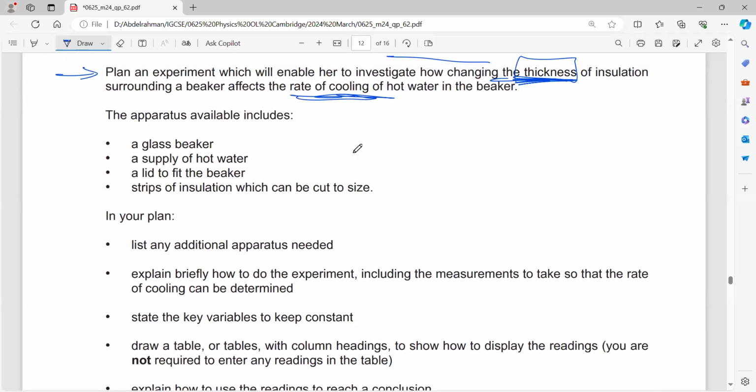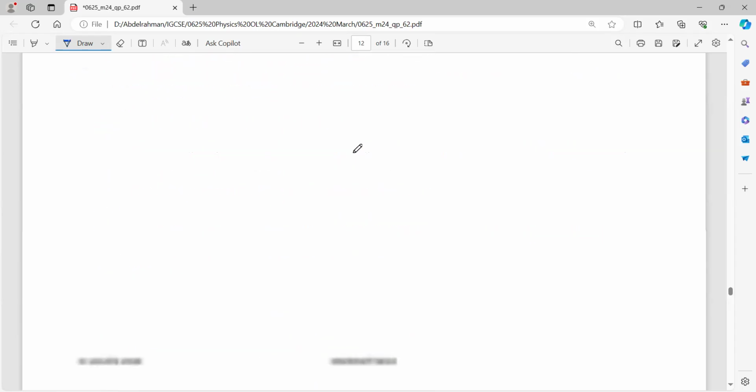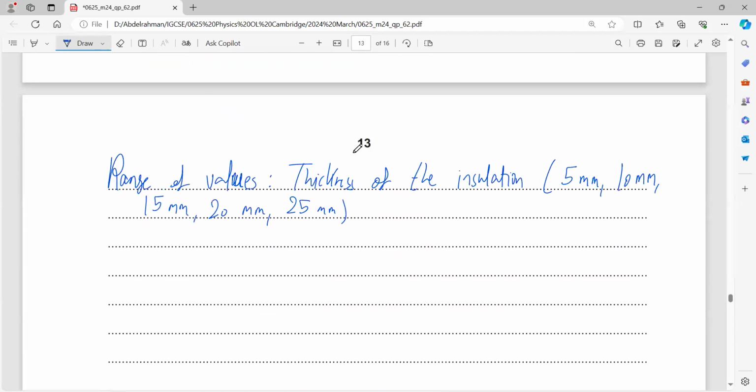The apparatuses available are a glass beaker, supply of hot water, a lid, and some strips of insulation. List any additional apparatuses. The method, state the key variables. What are the key variables in this question? I need to measure the rate of cooling. We have so many key variables. We can write as much as we can think of.